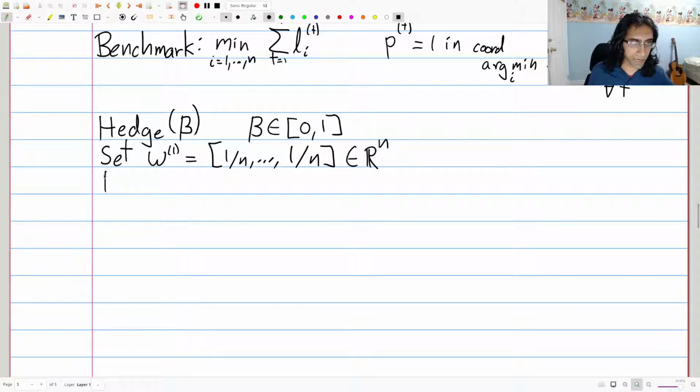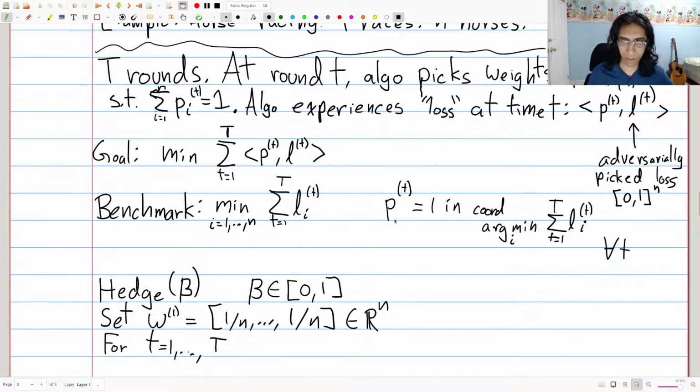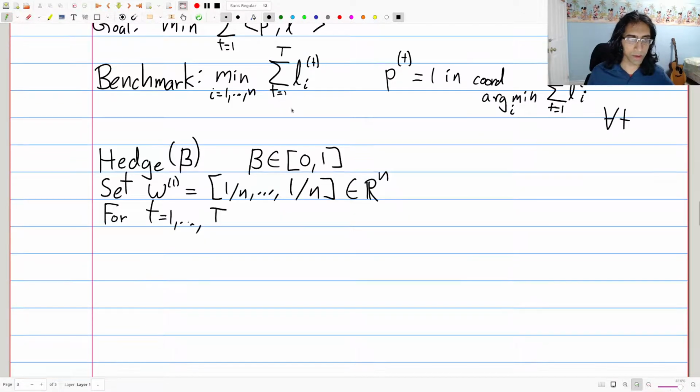But once you do that, then we start our iterations for t equals 1 through capital T. What we're going to do first, remember these are just some weights, but we want these p 1 through n to be a distribution, that is, to sum to 1. So we're going to normalize this.